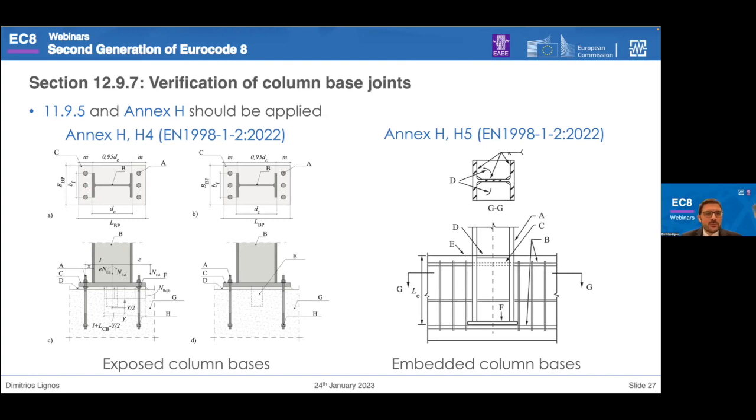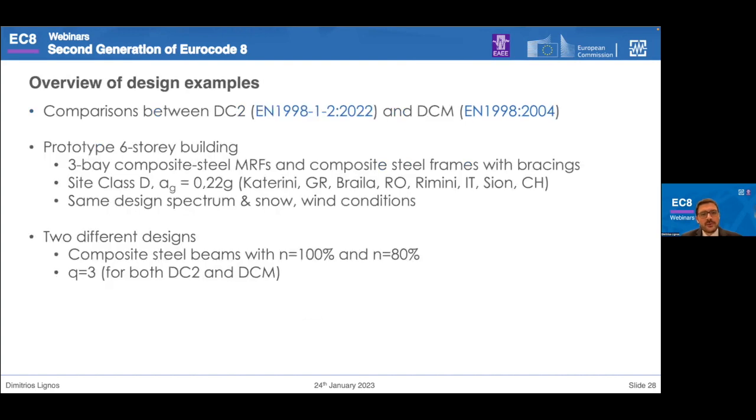So what I've decided to do also is give you a small flavor of some design examples that we've done some work on. And in particular, what's interesting here is to contrast DC2 with DCM from the new and current code. So for these comparisons, I will use a prototype six-story building that is comprised of three bay frames in one direction and braced frames in the other direction.